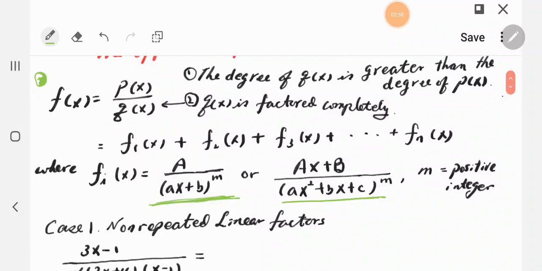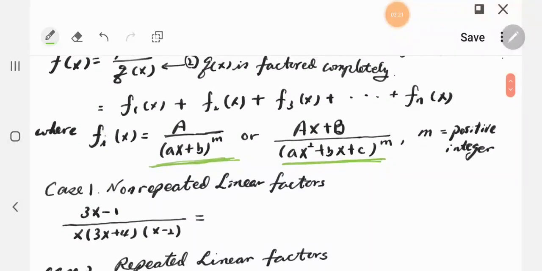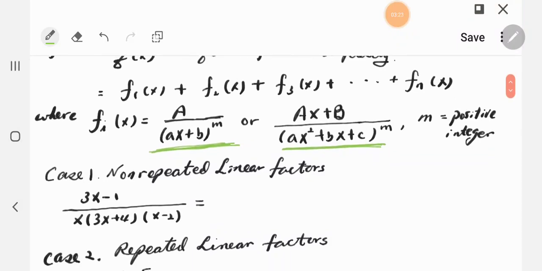In this case, the base is linear, ax plus b, so the numerator is just a constant a. For this example, the factor is x squared, which is quadratic, so the numerator is ax plus b. The degree should be less than the base. So there are four cases of the factors.